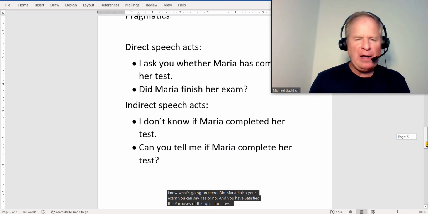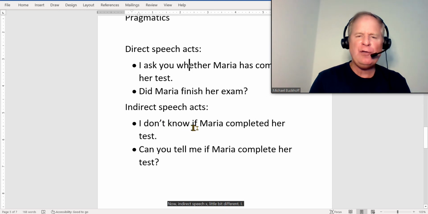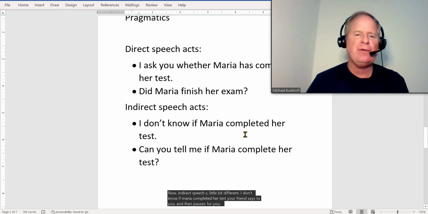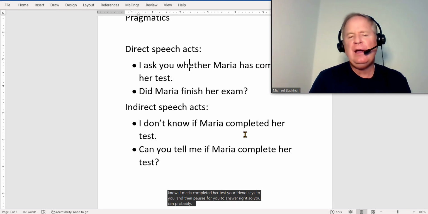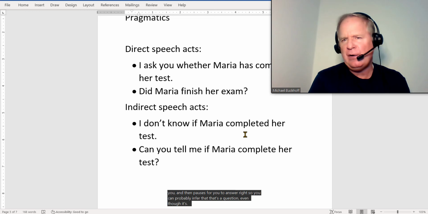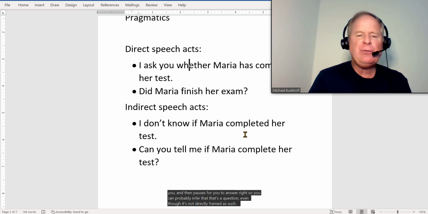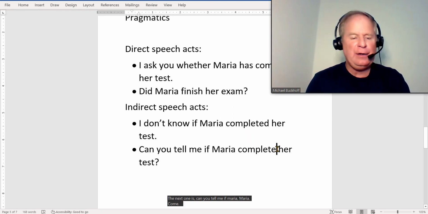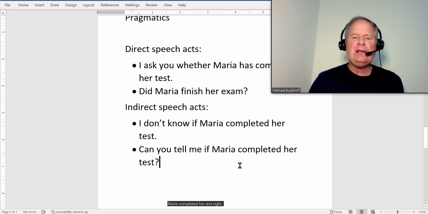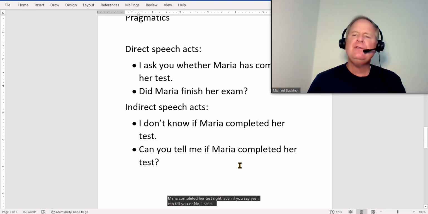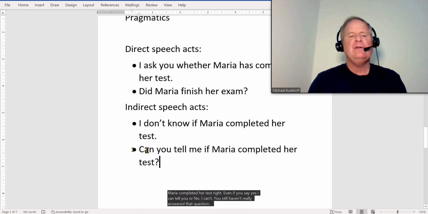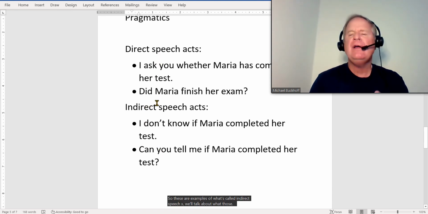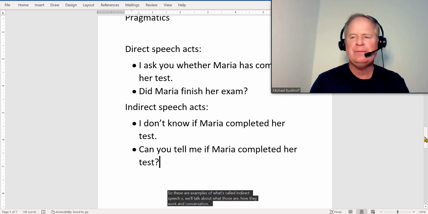Now, indirect speech acts are a little bit different. "I don't know if Maria completed her test," your friend says to you, and then pauses for you to answer. Right? So you can probably infer that that's a question, even though it's not directly framed as such. The next one is, "Can you tell me if Maria completed her test?" Even if you say, "Yes, I can tell you," or "No, I can't," you still haven't really answered that question. So these are examples of what's called indirect speech acts. So we'll talk about what those are, how they work in conversational English.